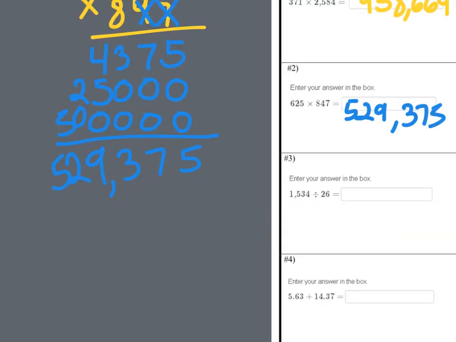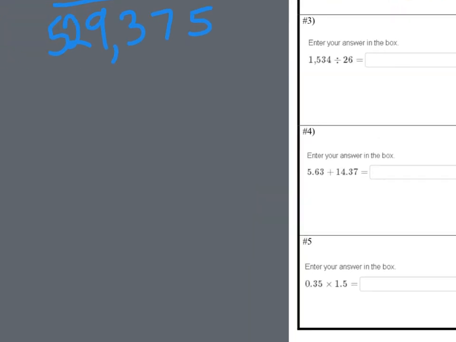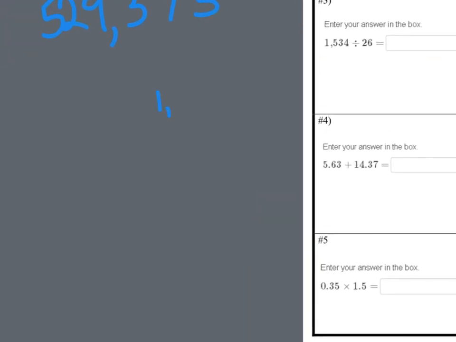For number 3, it says enter your answer in the box, and we're doing division. So it's going to be 1,534 divided by the number 26. We know that 26 cannot go into 1, so we put an X up top. 26 cannot go into 15, so we put another X. We know that 26 can go into 153, but the question is how many times. So I'll let you think 26 as 30. 30, 60, 90, 120, 150. So I'm thinking 5 times. Let's go and check that out and see if that works.